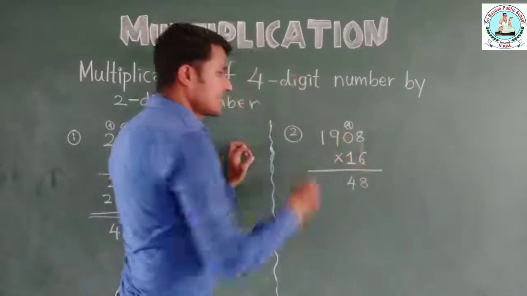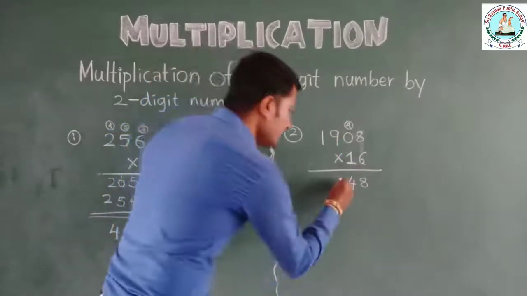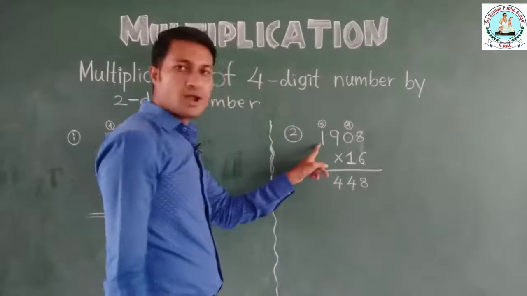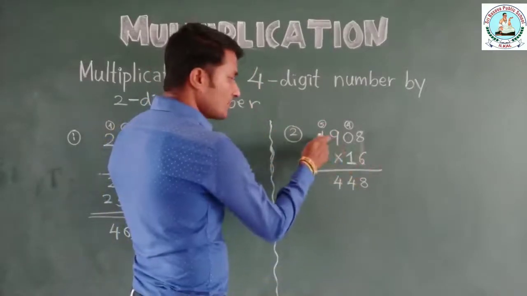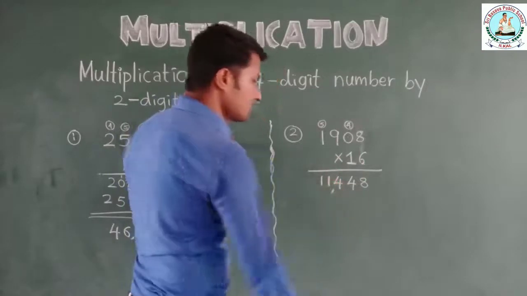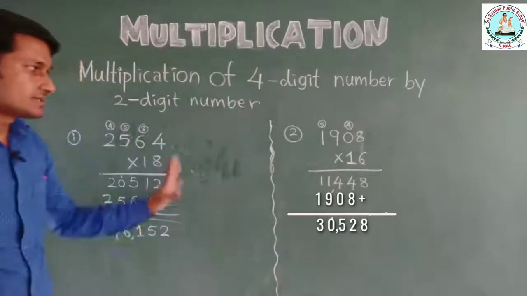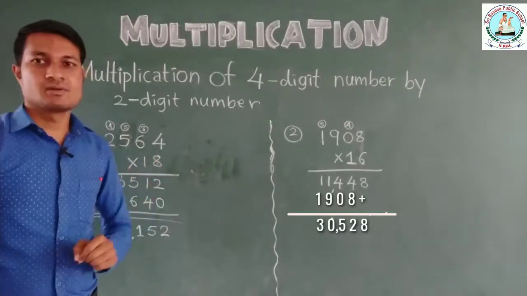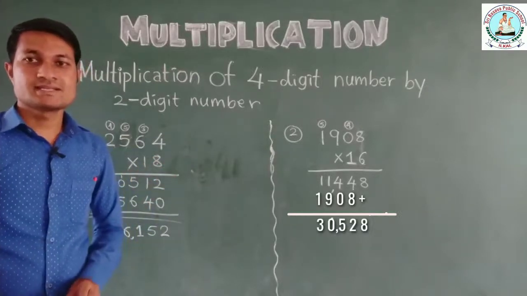Then 6 times 9 will be how much? It is 54, and write the 5 carry over on top of 1. So 6 times 1 will be 6, 6 plus 5 will be 11. So it is 11,440. So this is how we can multiply a 4-digit number by a 2-digit number. So let's solve the exercise problems now.